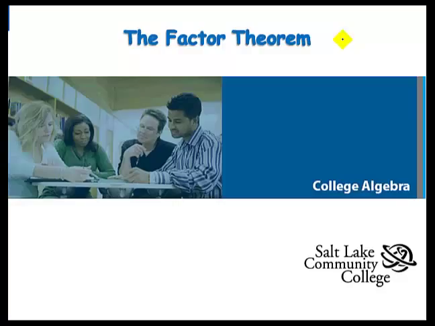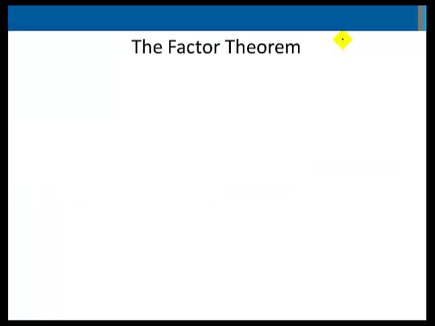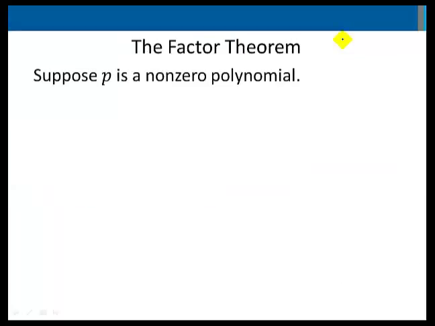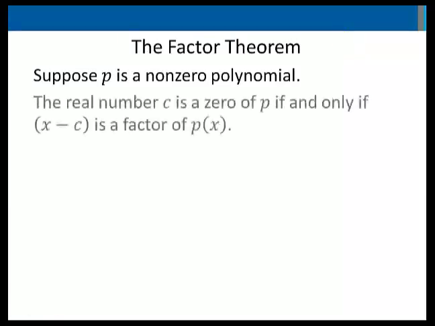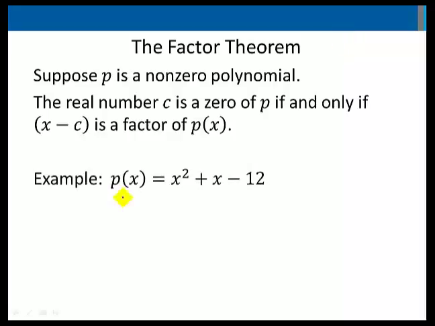In this lesson, we will look at the factor theorem and find zeros of polynomial functions. The factor theorem: suppose p is a non-zero polynomial. The real number c is a zero of p if and only if x minus c is a factor of p of x. What does this tell us about the example p of x equals x squared plus x minus 12?